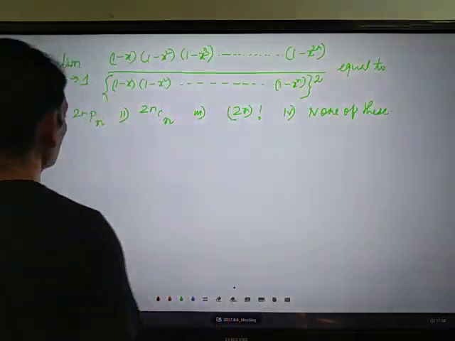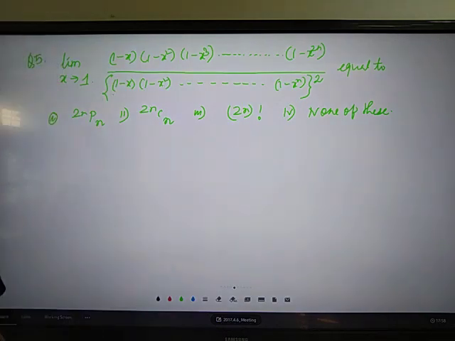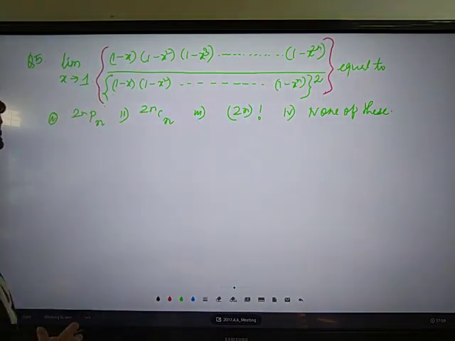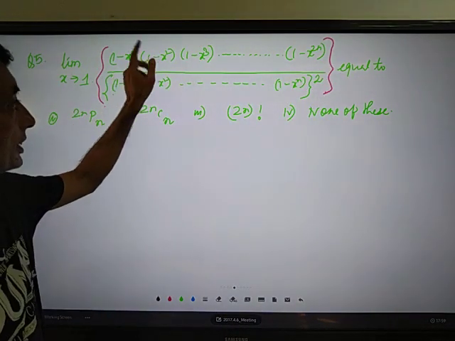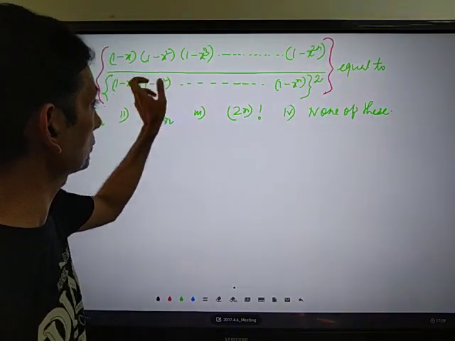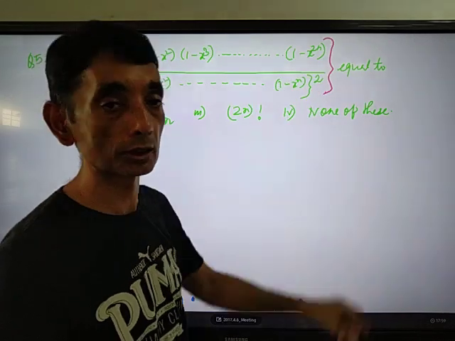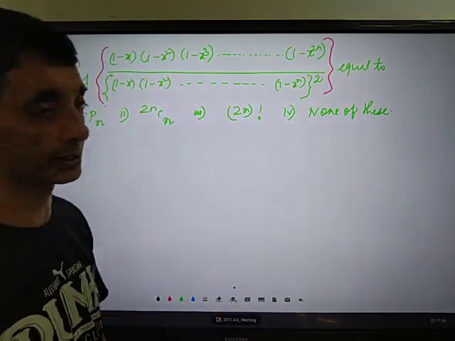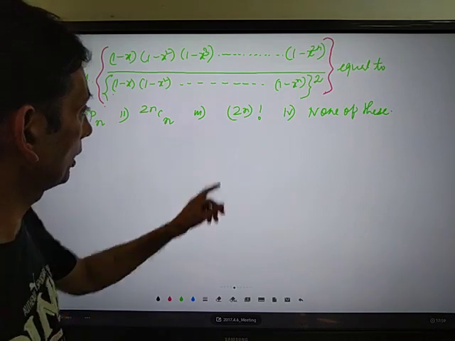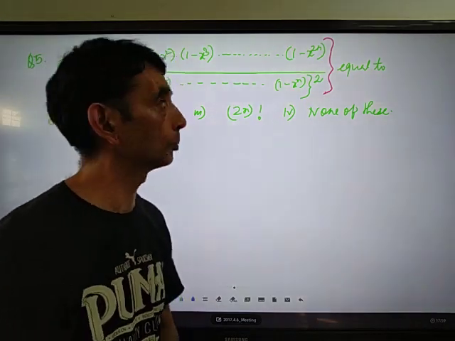Okay, this is question 5. That is limit x tends to 1. See the expressions carefully. Limit x tends to 1, this is 1 minus x squared up to 1 minus x to the power twice n, and this is 1 minus x squared up to 1 minus x to the power n whole square equal to, what? The 4 options are twice nP, twice nC, twice n factorial, and none of these.